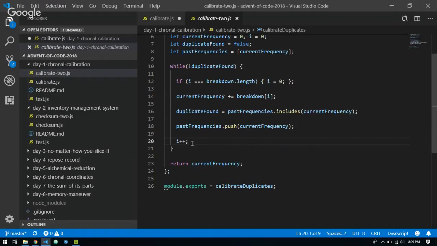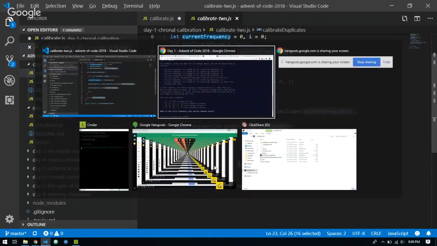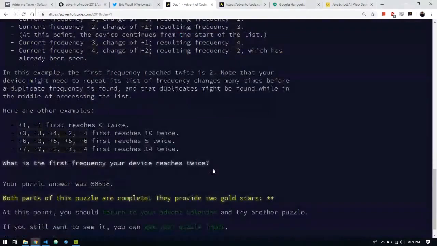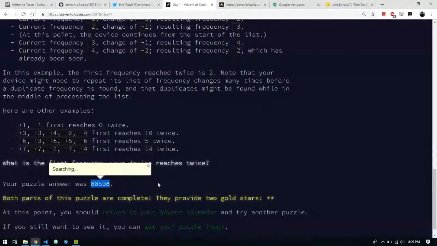Keep going through the rest of my input until this duplicate found flag is true. And when that happens, I return the current frequency I am at, and with fingers crossed, that's the one my puzzle is looking for. So that's what I did, and for this input, it was 80,598.